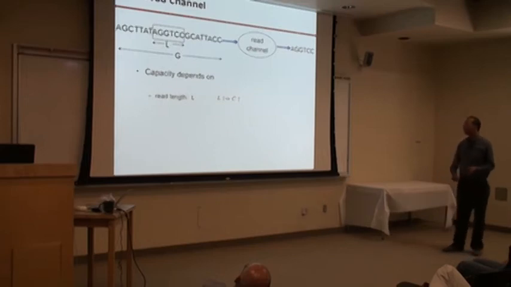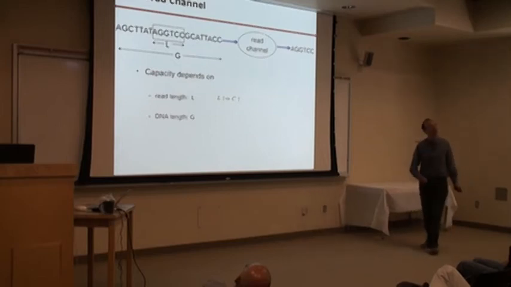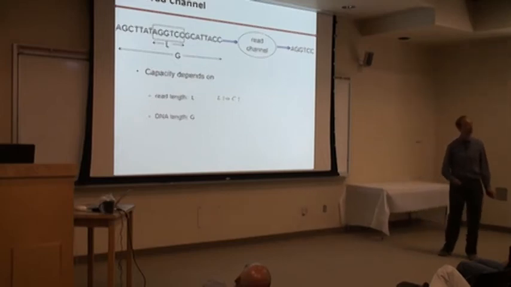Okay. All right. So the DNA length, G, is another parameter. So what do you think? If G increases, what happens to the capacity?